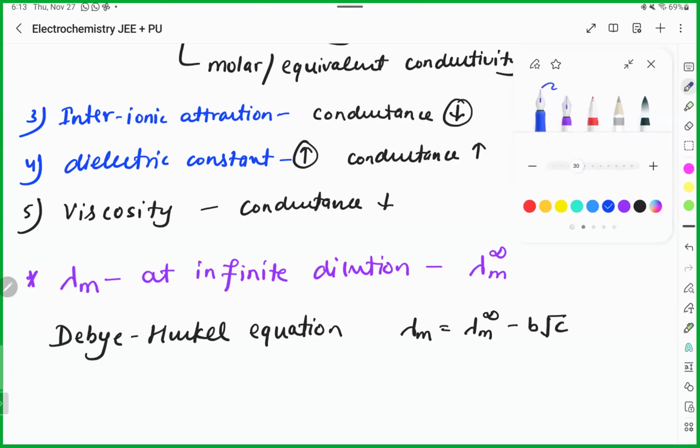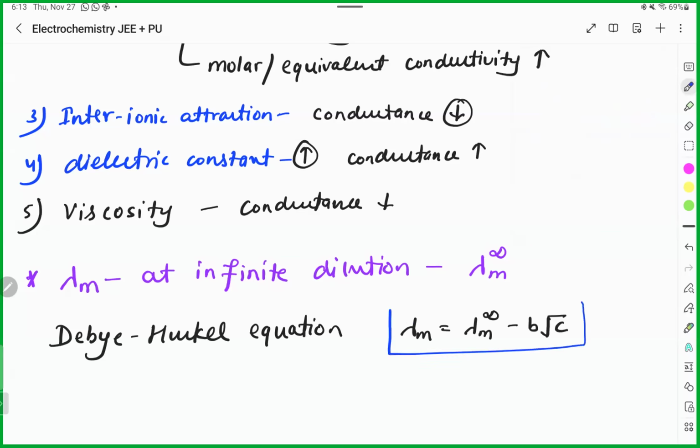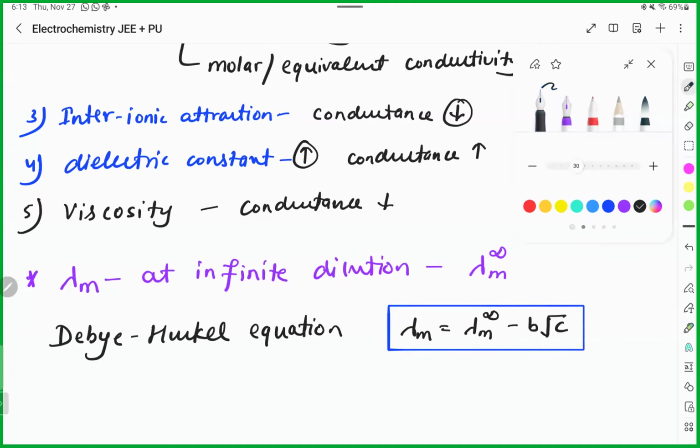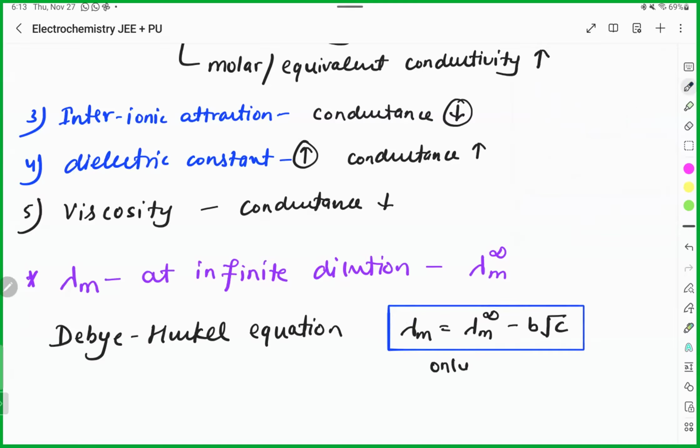Yeah, sir, I remember this. Minus B under root C. But remember, this is applicable only for strong electrolytes. Because in the case of a strong electrolyte, if you dilute, conductivity will increase but only up to a limit.